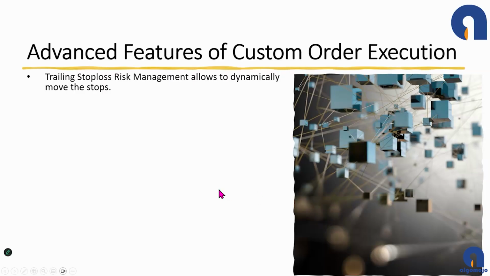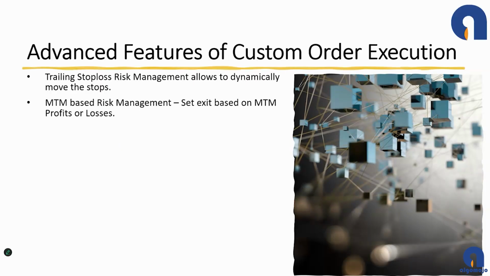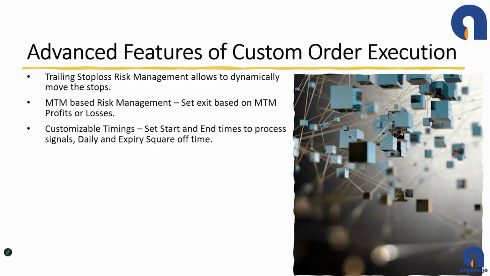Now, we will look at how to do a square off when you're doing a group strategy as such. I'll show you some examples also today. So even in terms of trailing stop loss, you can set it in terms of percentage, points, or even M2M.